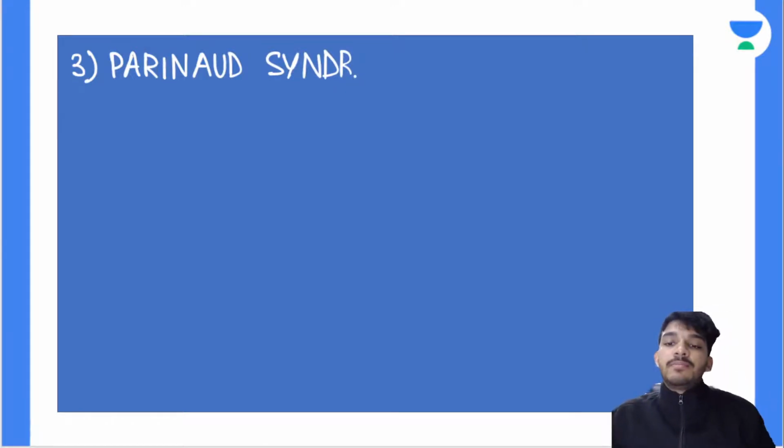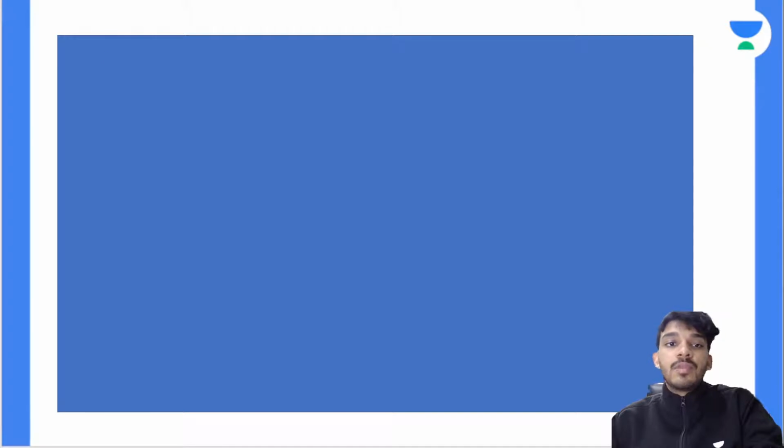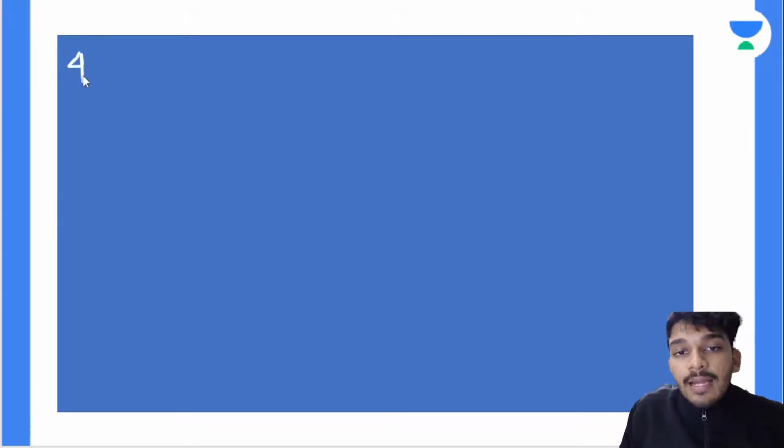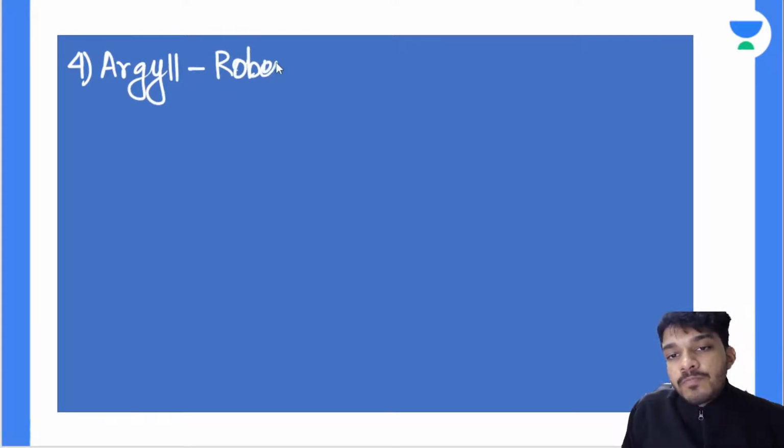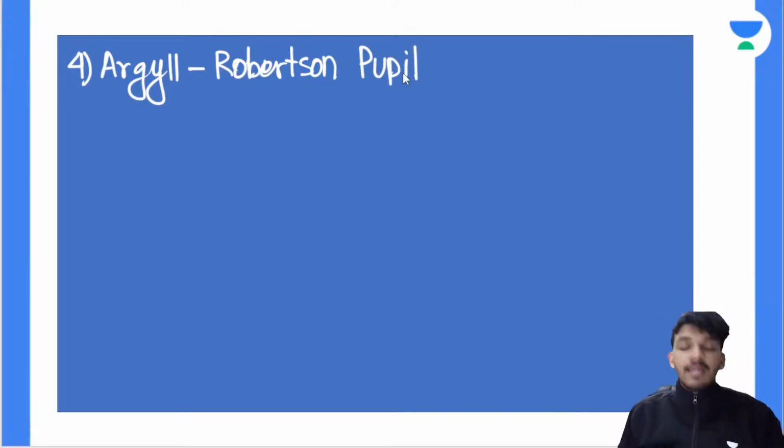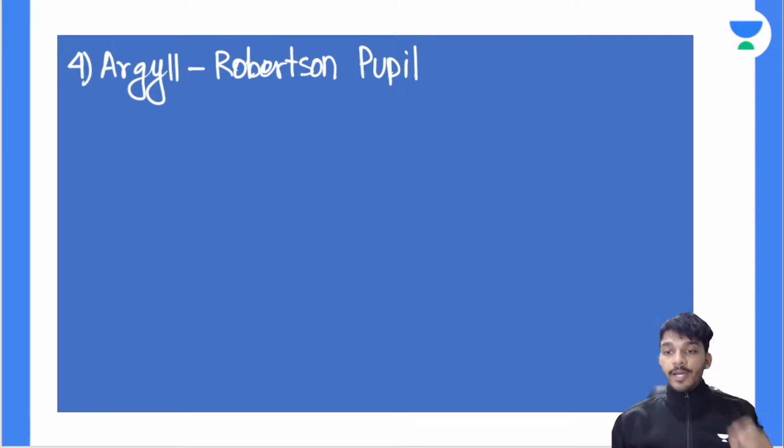So for Weber and Benedikt, you will find beautiful diagrams. Parinaud, I will explain. Don't worry. And one more that we have already covered, but just for the sake of completion, I will write it. That has to be discussed here. That was Argyll Robertson pupil. Okay. So 4 things in clinical correlates. ठीक है, शुरू करें. So first let's discuss the Weber syndrome.